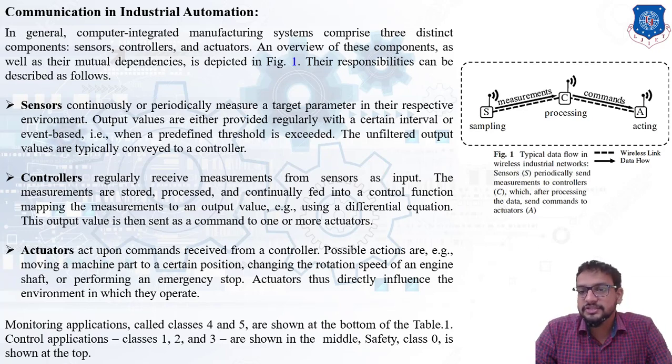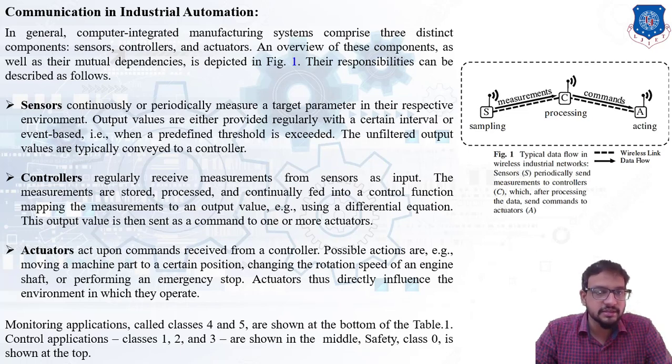You can clearly see it is written that sensors periodically send the measurements to the controllers, which, after processing the data and converting it into machine language, send the commands to the actuators. Now let us see these three distinct components in detail, that is, sensors, controllers, and actuators, and their responsibilities, which are also defined in this paragraph.